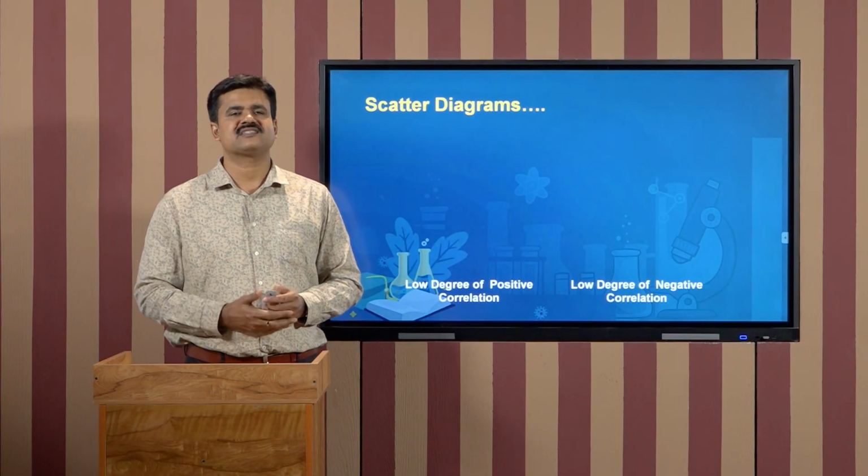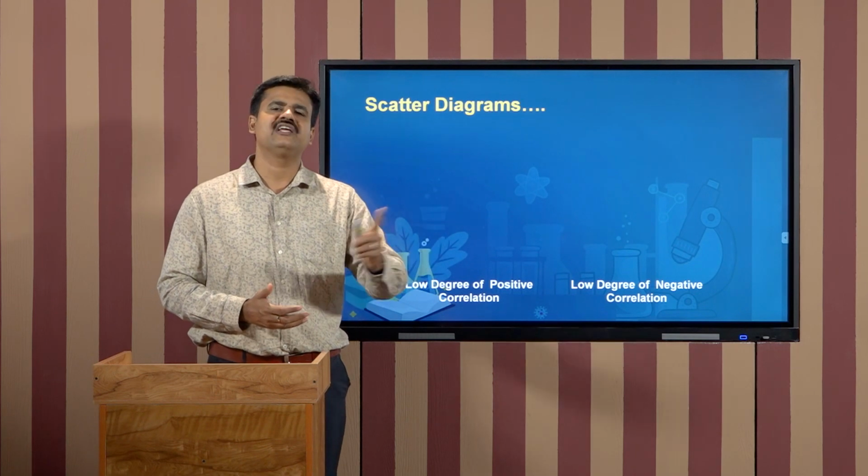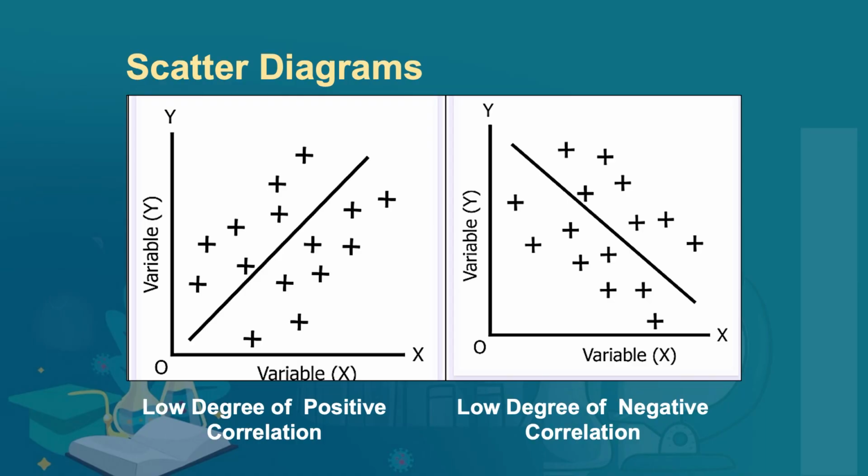There is another type of scatter diagram where there is low degree of positive correlation and low degree of negative correlation. The scatter diagram appears like this. This is low degree of positive correlation, and the next one represents low degree of negative correlation.